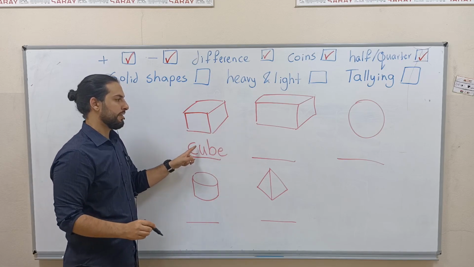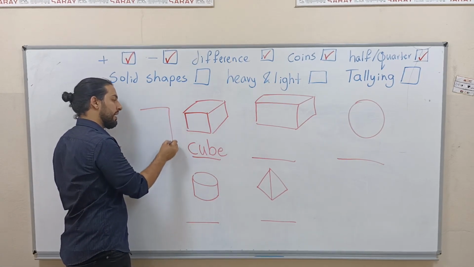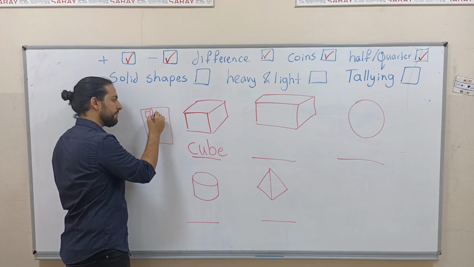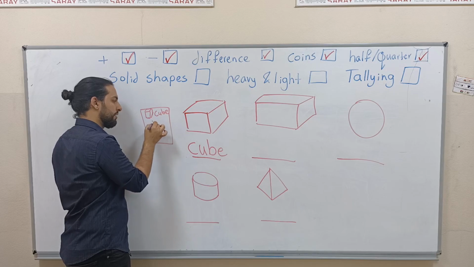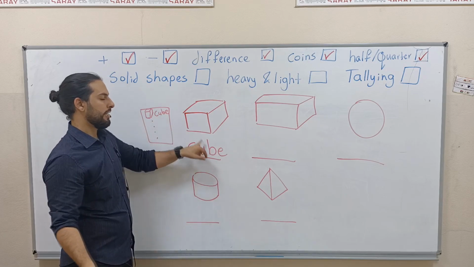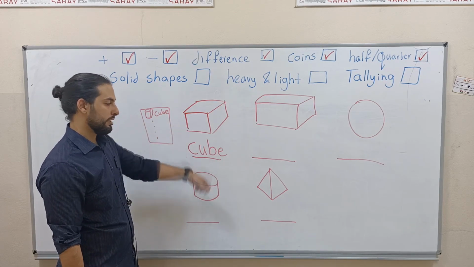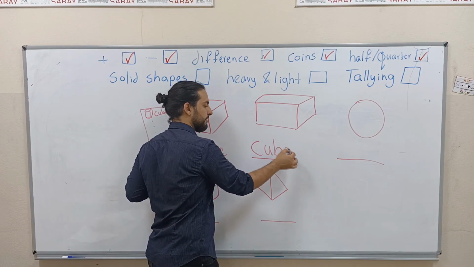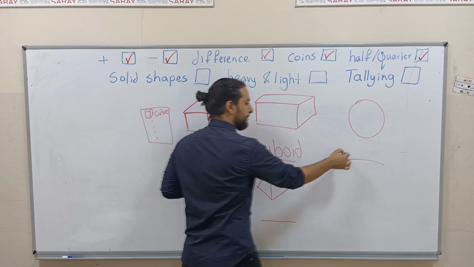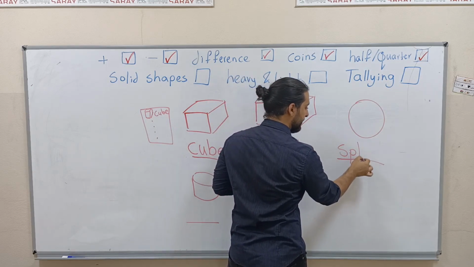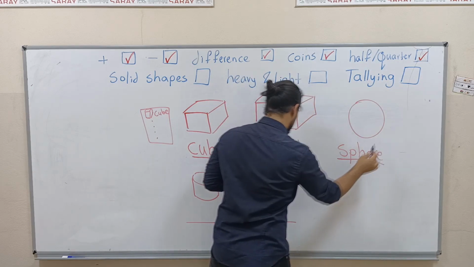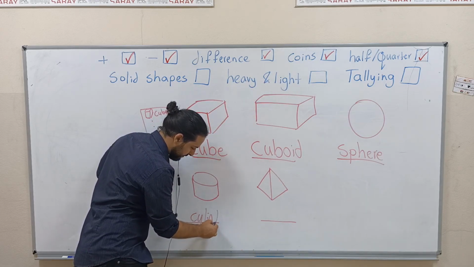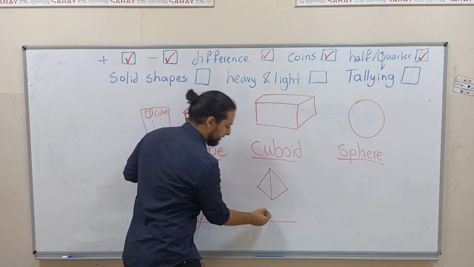Okay, so you have to recognize the cube. Again, they can write it down on a piece of paper and draw the cube. Cube. You have to write it 1, 2, 3, 4 times, and then you can write it on the other paper. Then we have cuboid, sphere, cylinder, and lastly, pyramid.